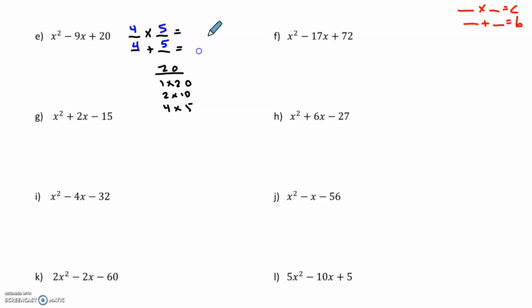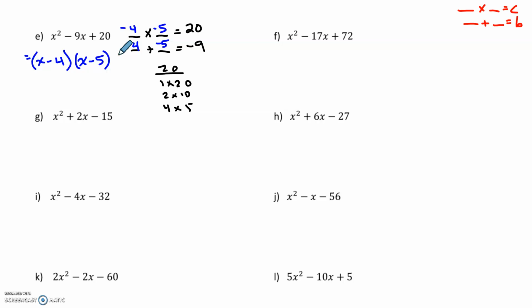I put in C and B, and I forgot to put in the numbers from the question. The C value is 20, and the B value is negative 9. All right, that's better. Okay, so I can see my 20 is positive. So either these are both positive or both negative. My B value is negative, and that tells me my factors both have to be negative. Okay, and then we go to our brackets. So we have x minus 4 times x minus 5.